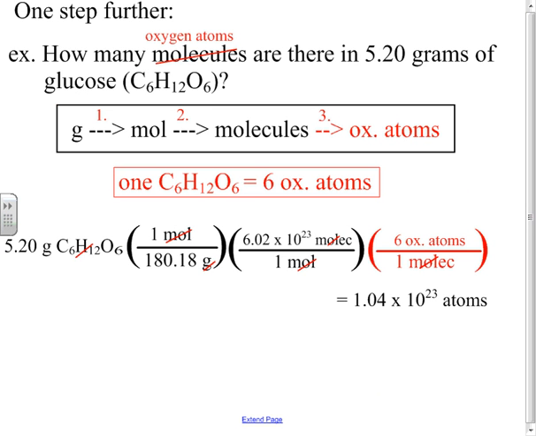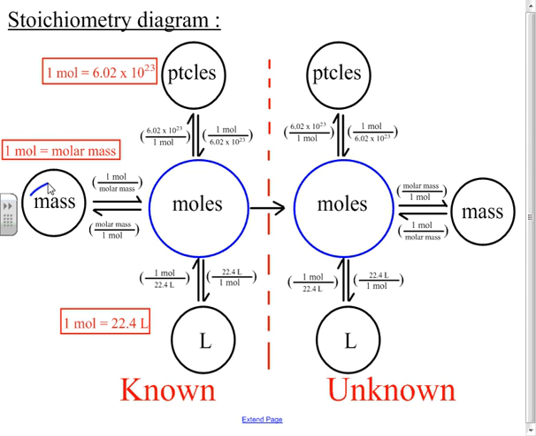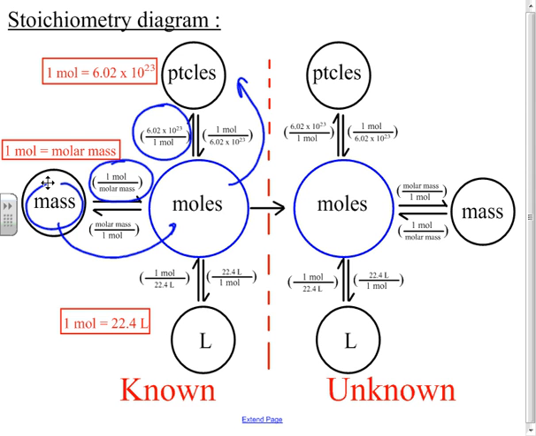Okay, let's take this one step further. What if I asked you, instead of how many molecules in 5.20 grams of glucose, I asked you how many oxygen atoms are there in 5.20 grams of glucose? So again, I'm giving you mass. We have to convert to moles by dividing by the molar mass of that substance. Then we have to convert to particles by multiplying by Avogadro's number. And now we're going to take one more conversion and convert it to atoms of oxygen.